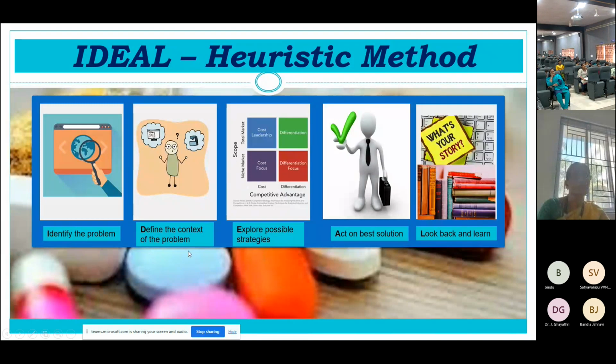In the point of context, we don't analyze. That is, in the point of core meaning, we don't analyze. So that one we have to define. Then exploring all the possible strategies. So that is the next one.